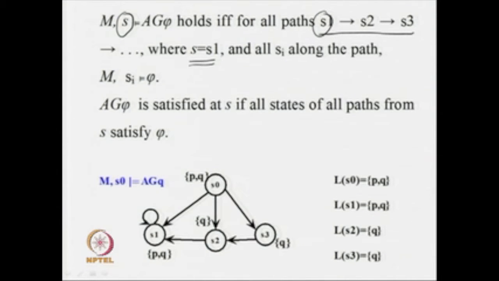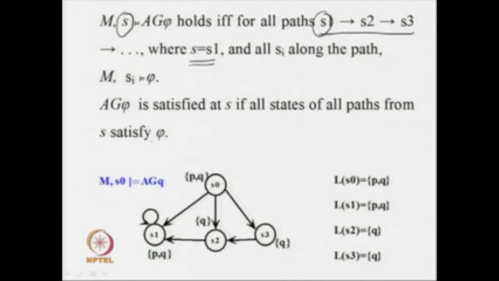and all Si along the path. Now, we are going to consider all Si, all other states along the path, such that in model M, Si models phi. That means phi holds in this state Si, and what is this Si? Si is all the states along the path. What it says is that AG phi will be true in a state provided in all states along all the paths phi holds. So, we just say that AG phi is satisfied at S if all states of all paths from S satisfy phi.